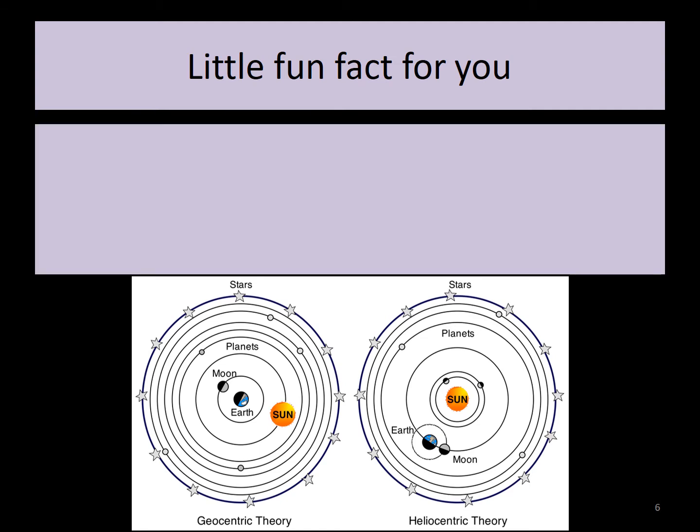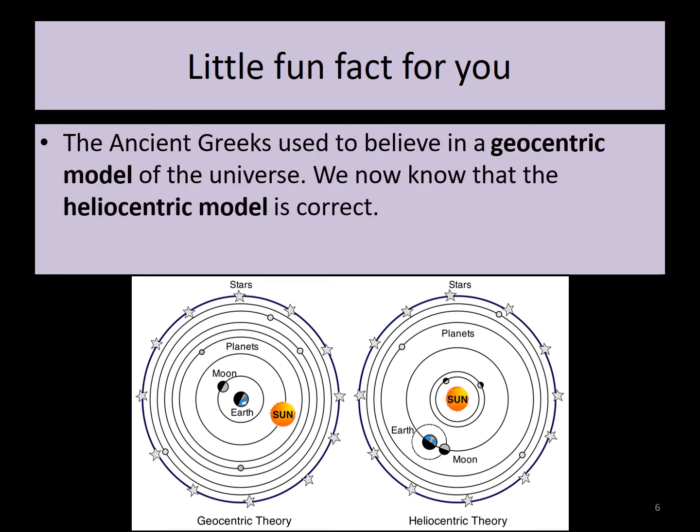Okay, before we start, here's another little fun fact for you. In ancient Greek times, the ancient Greeks used to believe in a geocentric model of the universe, which is a model where they believed Earth was at the center of the whole universe, and all the different planets, stars, the sun, the moon, everything orbited the Earth.